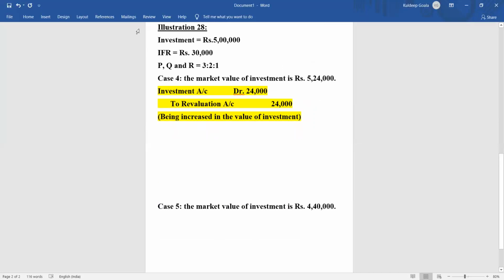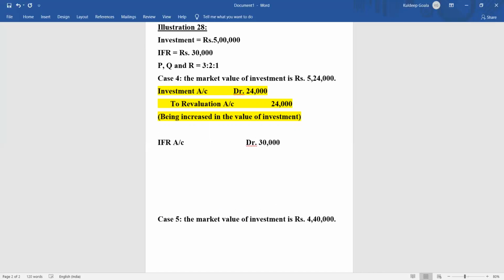So just see how I'm going to do it. First of all, I'll transfer the investment fluctuation reserve amount. Investment fluctuation reserve account debit. How much is the amount? 30,000. I don't require this 30,000 anymore, so I am debiting and closing it, right? Is it clear? Then revaluation account debit. I am closing this revaluation amount also. Earlier it was a profit, so it was showing a credit balance. See, in the previous entry, 24,000. So that 24,000 I'm going to close.